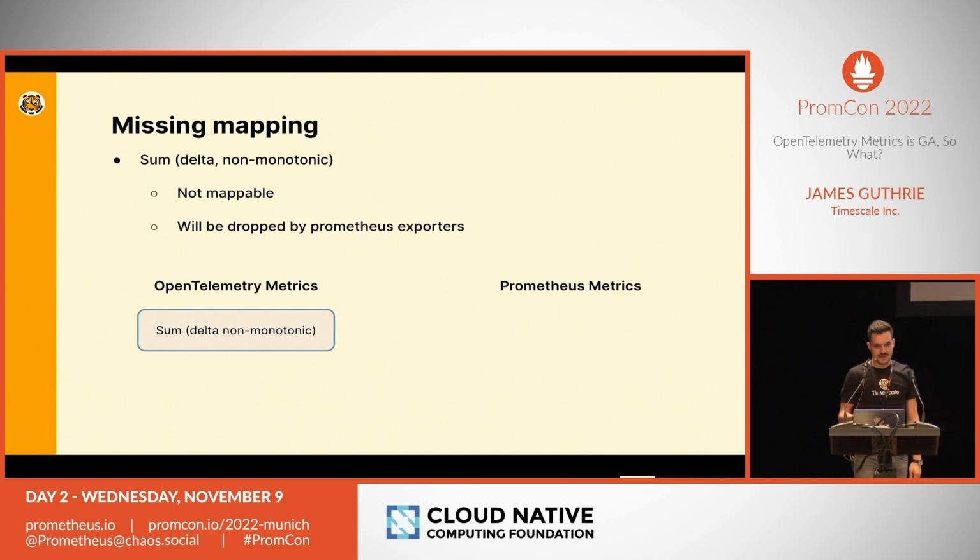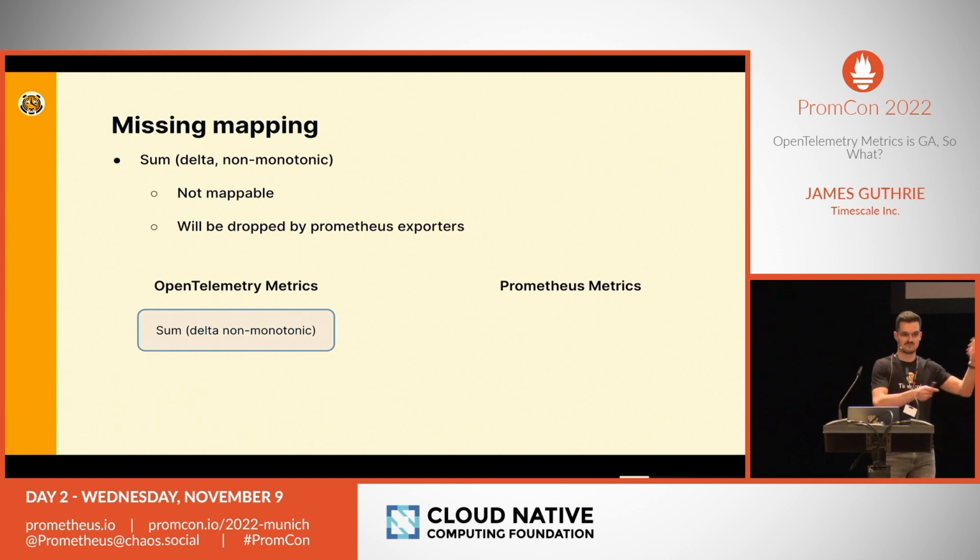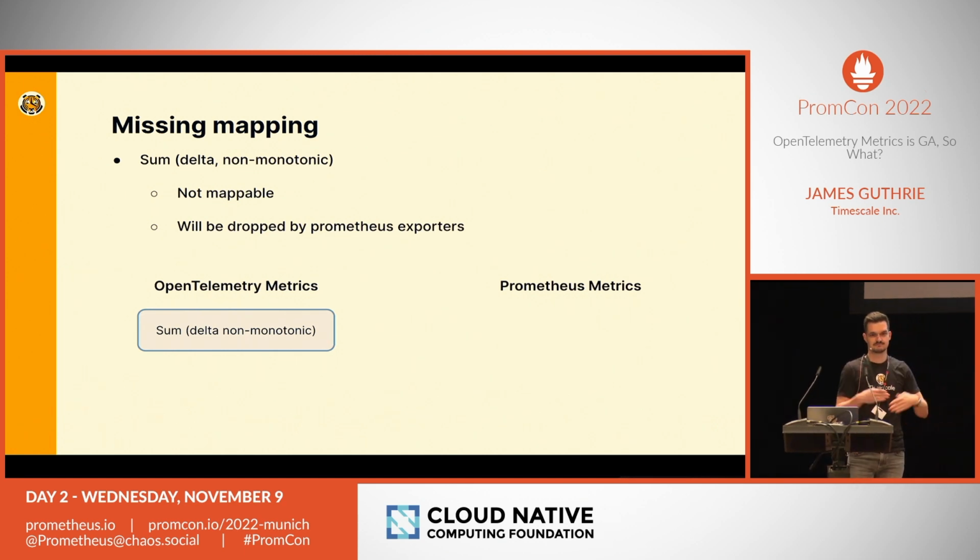There is a missing mapping, which is the sum of delta non-monotonic, which I kind of mentioned before. Those are not mappable. They'll be dropped. Yeah, so if any of your client applications actually use those, gone.